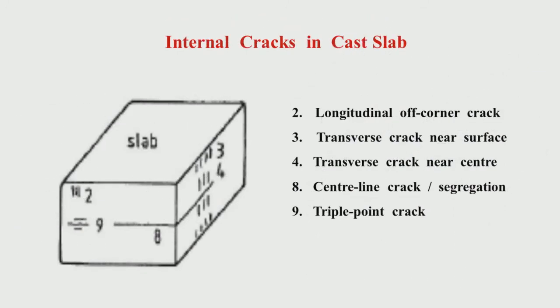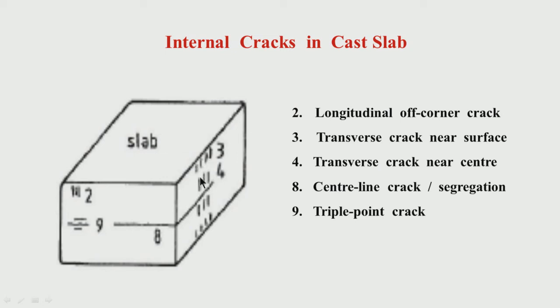In the slab also I have shown, you see, these areas, either central or the triple point areas, or at the corner or off corner, even at the mid locations, transverse crack either near center or near surface. It depends at which area of the casting after solidification. Suppose solidification is complete at this area, so there is a formation. If there is too much strain, that area is going to generate a crack.